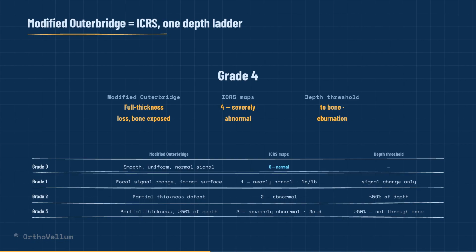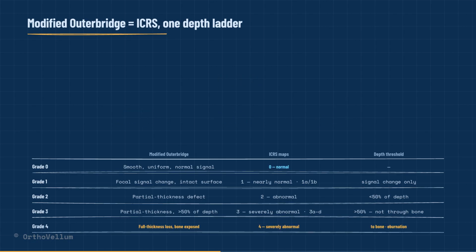The ICRS system maps 1:1 onto the same thresholds, 0 to 4, more granular at 1A, 1B and 3A to 3D. Grade in both, and quote the depth. Arthroscopy remains the gold standard. MRI underestimates partial thickness lesions.